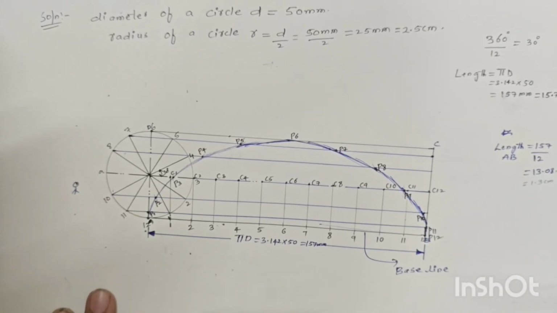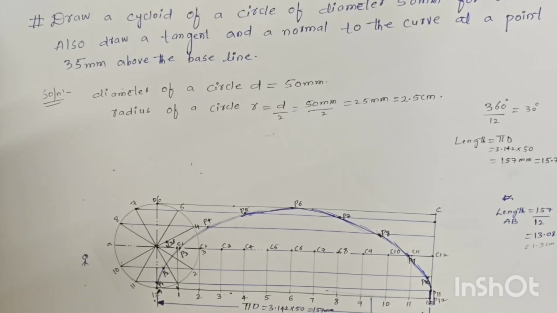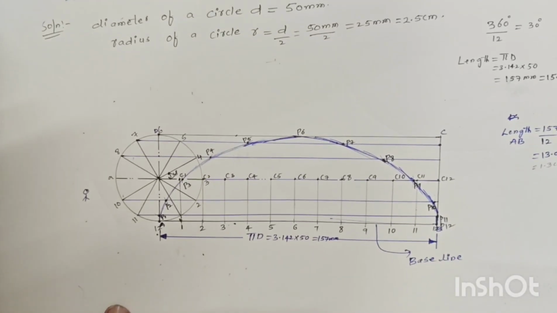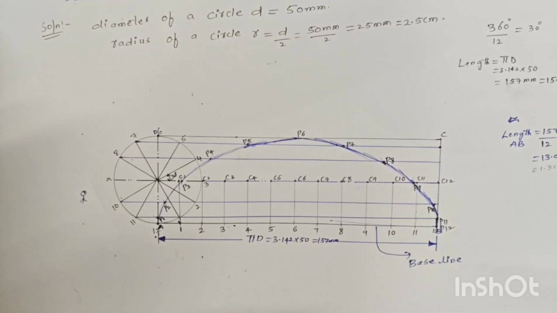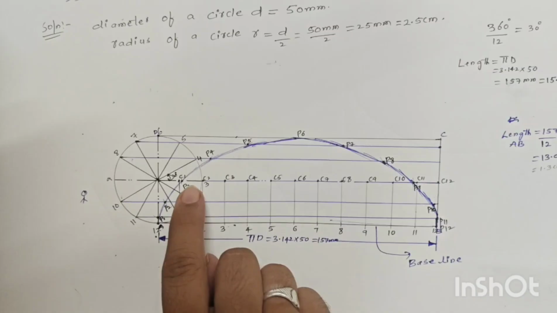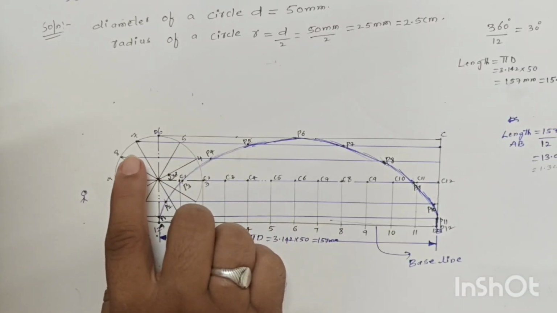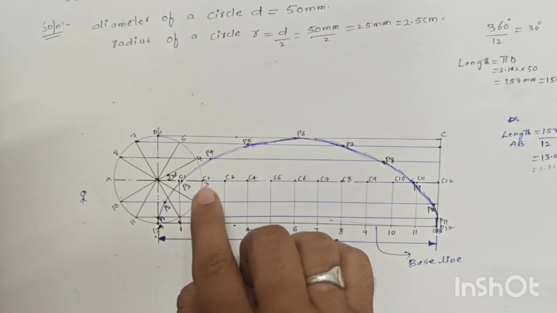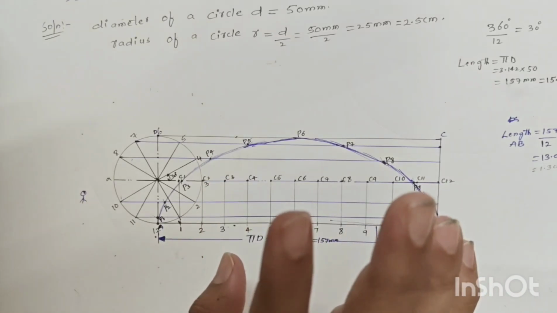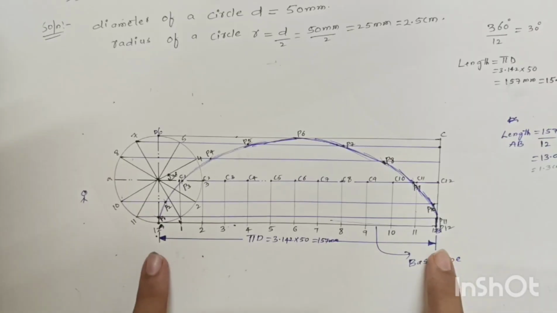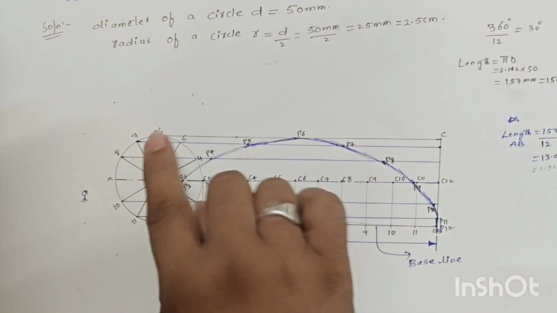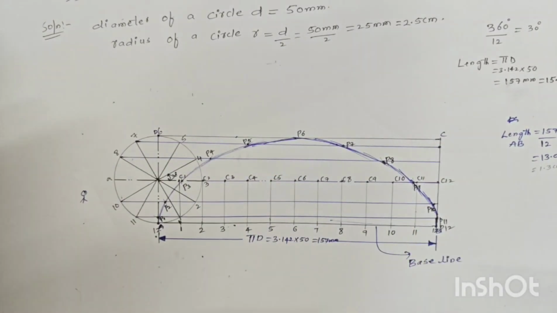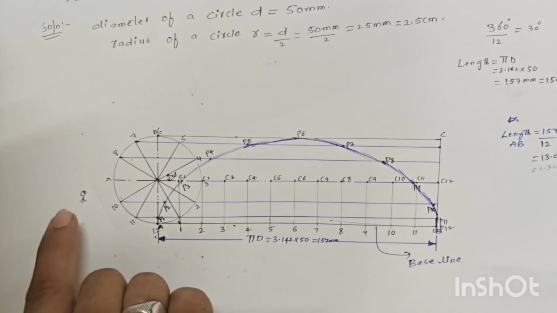Read the question. Again, I will repeat. Okay. After that, we will draw the tangent and normal line. First, draw the circle. This circle, we need to divide into 12 equal parts. Each angle should be 30 degrees: 30, 60, 90, 120, 150, 180, 210, 240, 270, 300, 330, 360. Is it right? After that, A to B, we need to measure a length of 157. D to C also 157. Join this point. Clear? The observer is observing from this point.